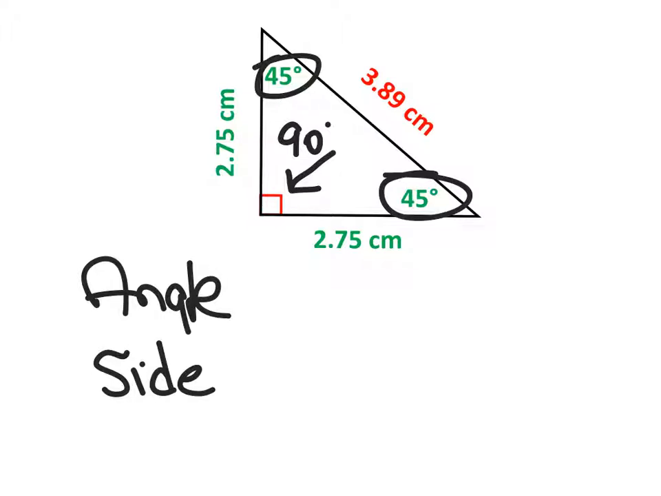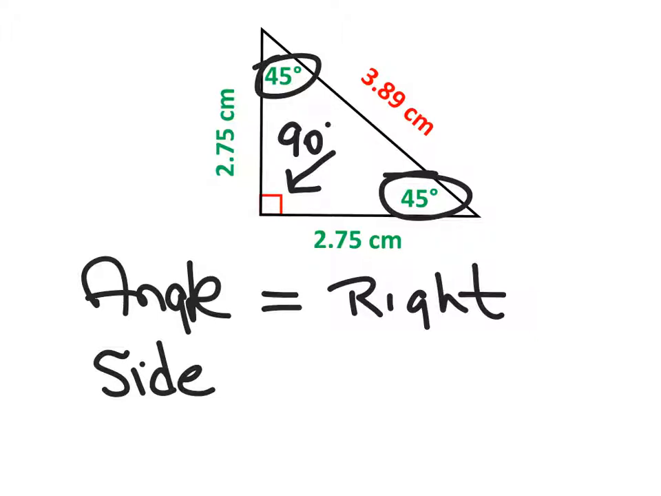If I have three angles less than 90, I have an acute triangle. But I don't have three angles less than 90, I only have two. I have one that's exactly 90. So we know when we have an angle that's exactly 90 degrees, we have a right triangle.